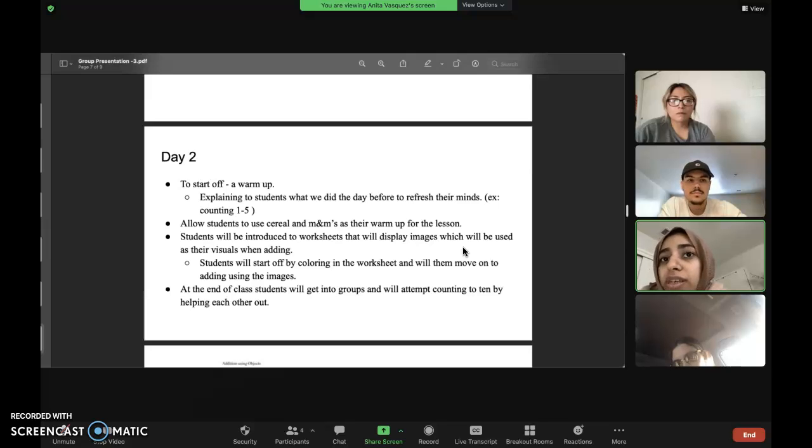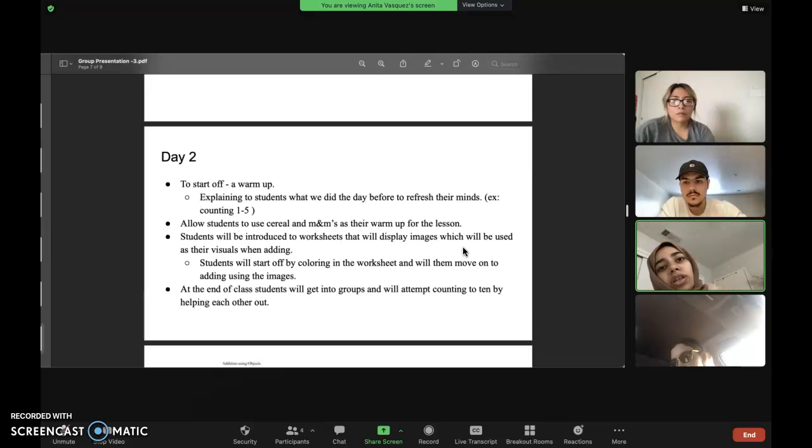But for today, we are also going to use worksheets to cover the drawing part of that standard, and the students will be introduced to worksheets that will display images, which will be used as their visuals when adding. Students will start off by coloring in the worksheet, which will give them something to work on, because as kindergartners they get distracted by anything, and coloring will help them get more motivated counting and adding.